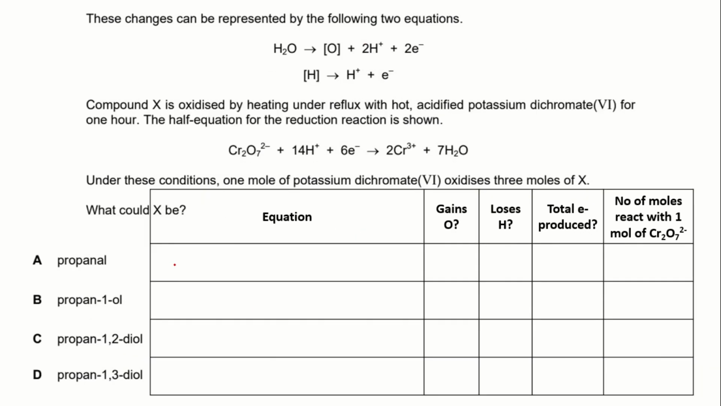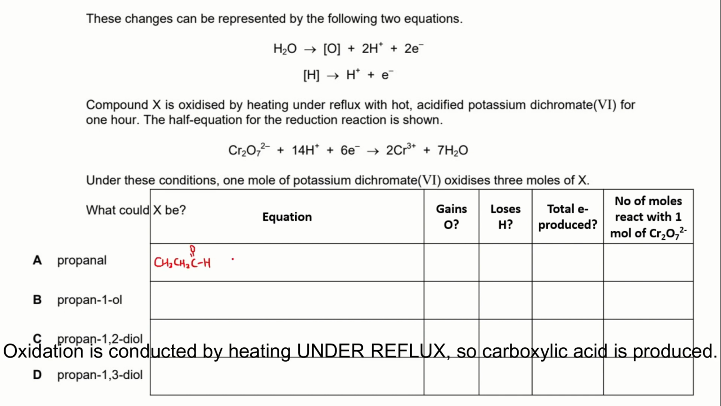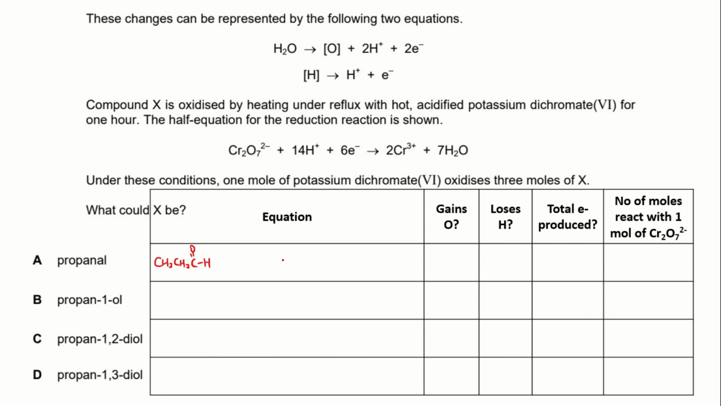Let's look at the molecule in A, propanol. When propanol is oxidized by dichromate(VI) ions, it will form propanoic acid. From propanol to propanoic acid, one oxygen is gained, so one water molecule is needed. So when one oxygen atom is gained, two H+ will be formed together with two electrons being produced.